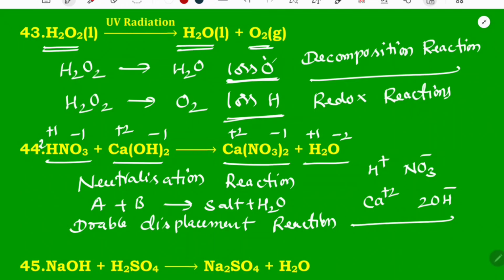So is the equation balanced or not? Here 2H+, 2, 4, so 2 here. So 4 hydrogens. So okay, 2H+ and 2NO3-. These two combine to form calcium nitrate. These two combine to form water. So this is a double displacement as well as a neutralization reaction. We will discuss neutralization reactions in the second chapter, acids, bases and salts.